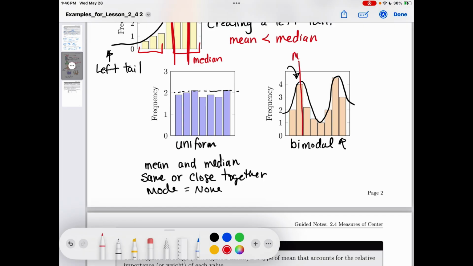So this is a case where you would have two modes. The mode would fall in here. That would be the first mode, and then here would be the second mode. Now, for the median and the mean, it would fall somewhere in between. That's hard to say where the mean and the median would be. That would just be up to each data set, what happens in between those two peaks. But the mean and the median would definitely fall between those two peaks.